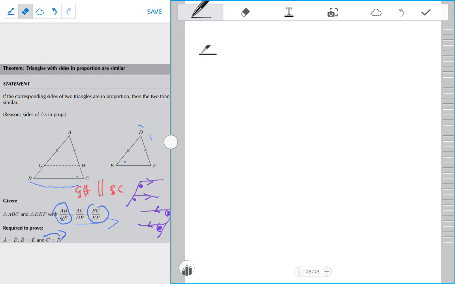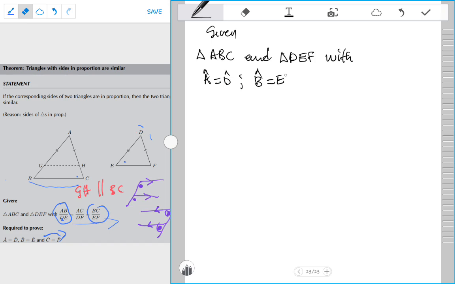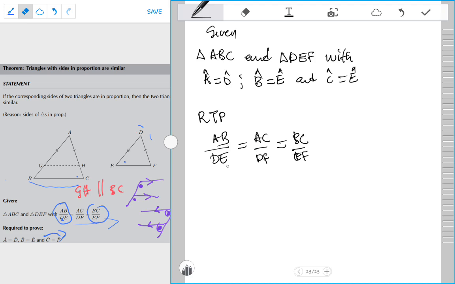You are given triangle ABC and triangle DEF with angle A equal to D, B equal to E, and C equal to F. Therefore, you are required to prove that AB over DE is equal to AC over DF is equal to BC over EF. So I will request you to prove this one using the same diagram.